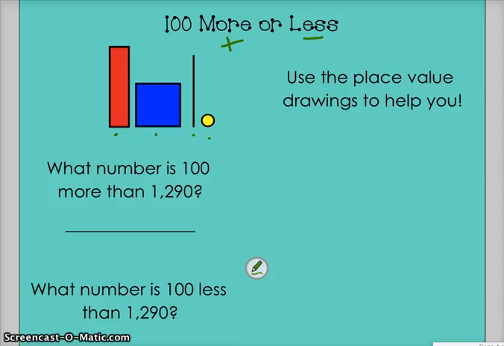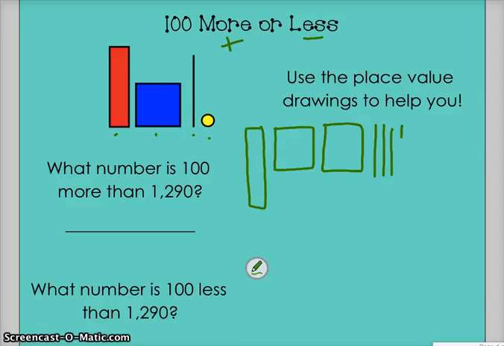It is asking me what number is 100 more than 1,290. Well, first I'm going to draw out 1,290 in order to add 100 more. So I'm drawing my 1,000 first. I have 2 hundreds. I have 9 tens. And I have 0 ones.